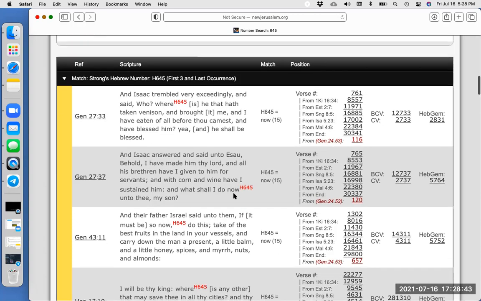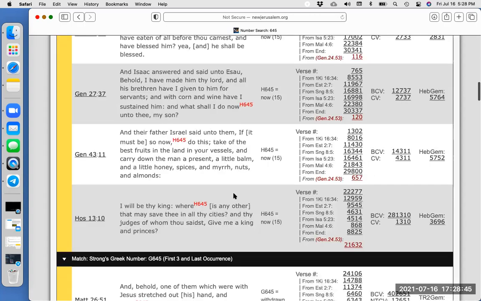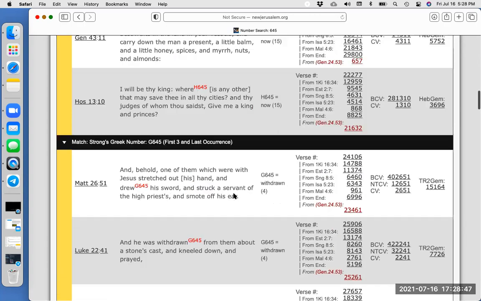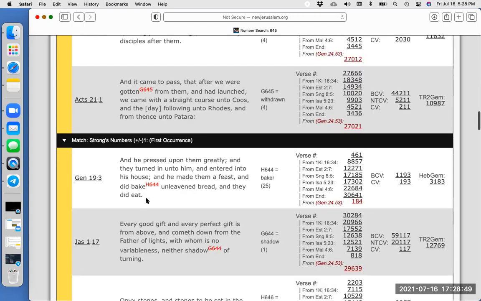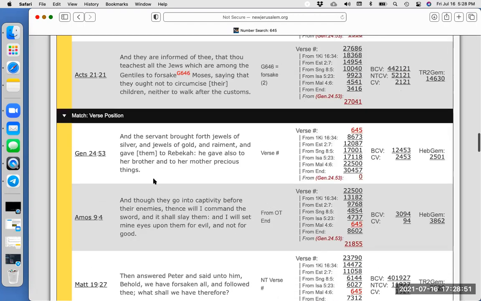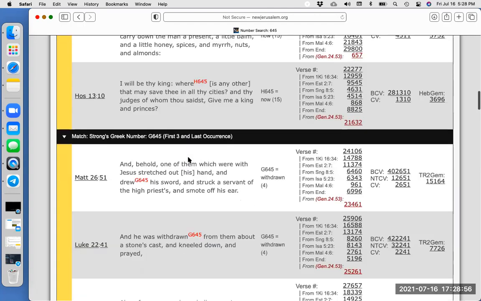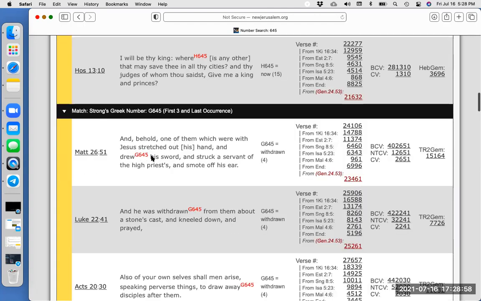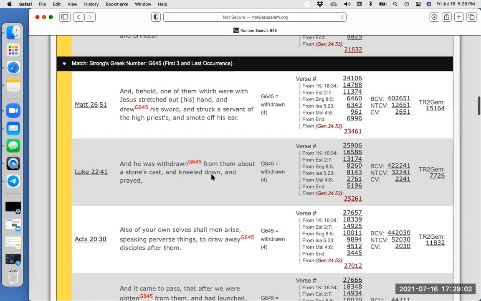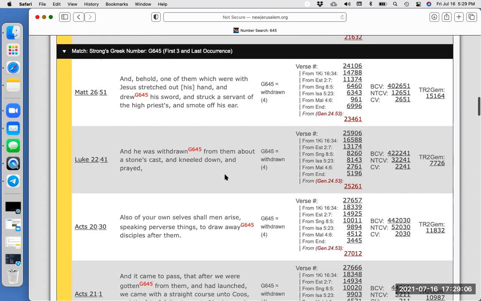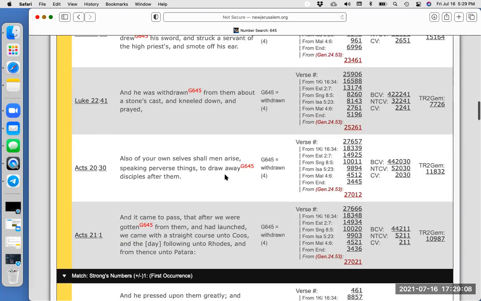The word is now. That's going to be a lot of references, so I would go to the Greek and see what that says. Or the Greek is up here actually. Drew his sword, struck off the ear, withdrawn about a stone's cast. Oh wow, that's the millennium. Draw away disciples after them.